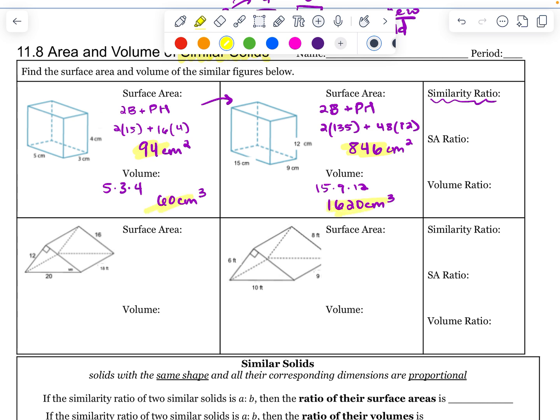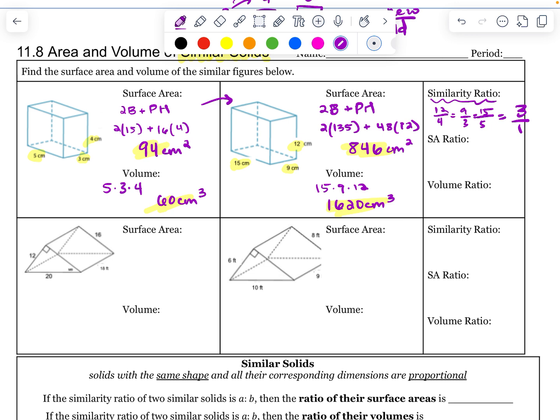All right, so when we look at these, we can make ratios of all of these things. The similarity ratio, or the scale factor for this, how do you go from 12 to 4, or from 4 to 12, from 9 to 3, from 15 to 5? New over old is going to be 12 over 4, or 9 over 3, or 15 over 5, which is all 3, or 3 over 1. That is my similarity ratio.